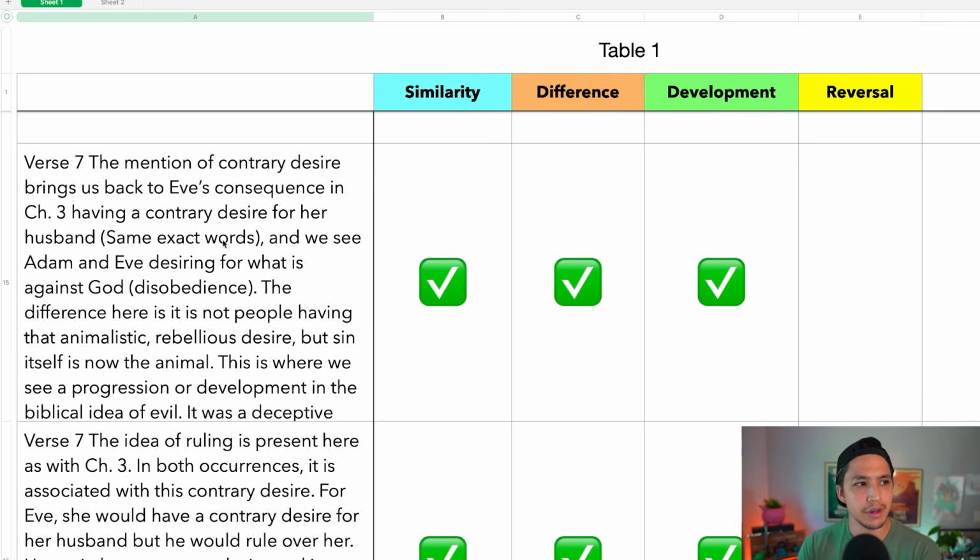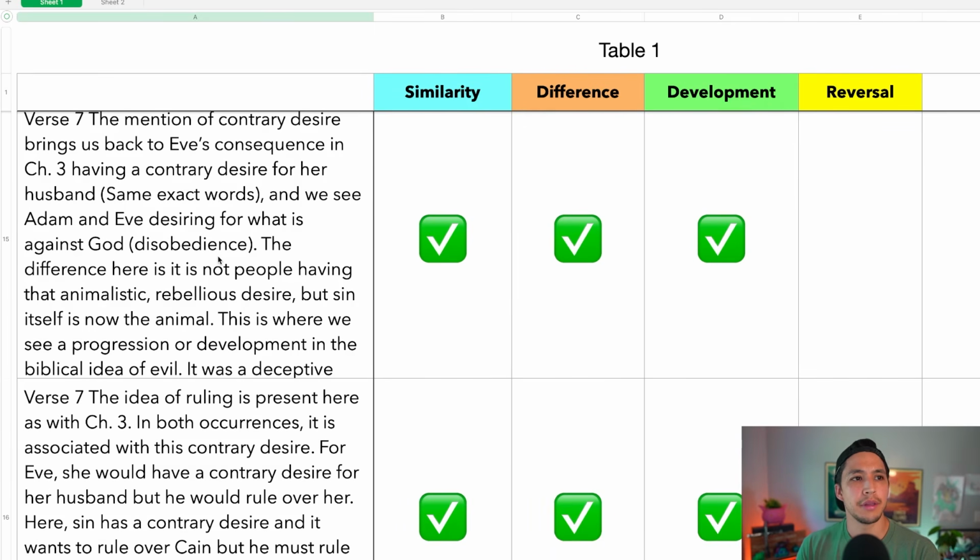There's a contrary desire in both Genesis 3 and 4. Eve has a contrary desire to her husband in chapter 3. In chapter 4, Cain is unfortunately being opposed by sin. Sin has a contrary desire. It's prowling, it's crouching, it's lurking, and it is not wanting what is good for Cain. That helps me reframe sin again, and the battle with temptation and the battle with the flesh.